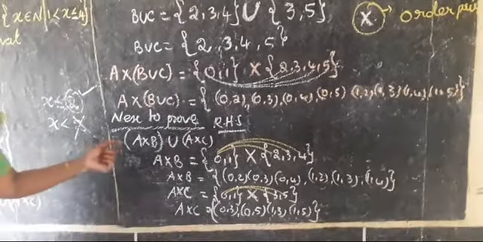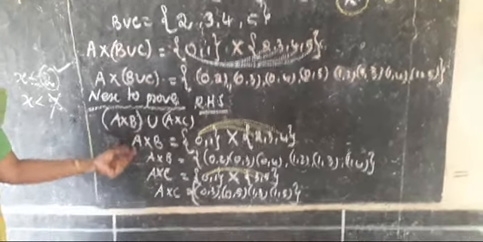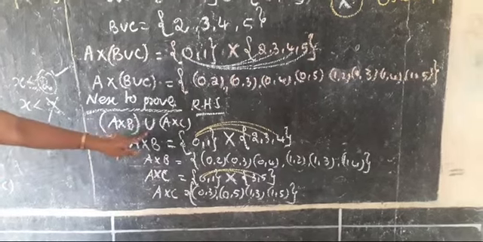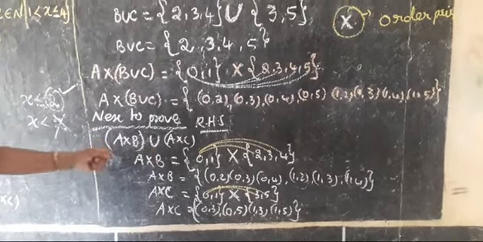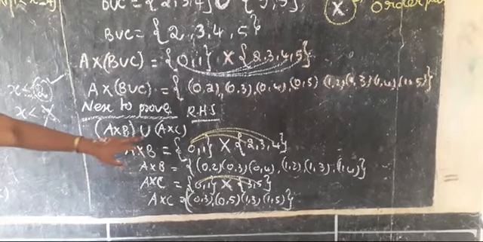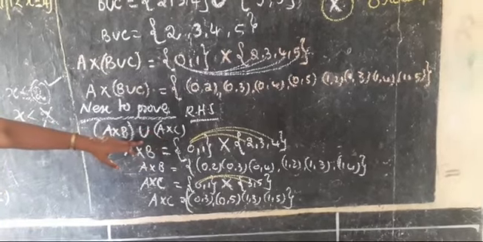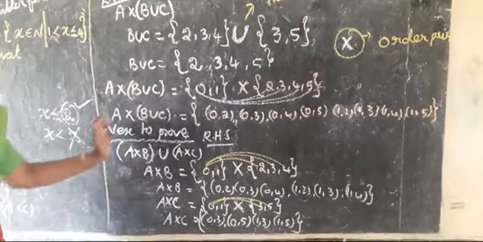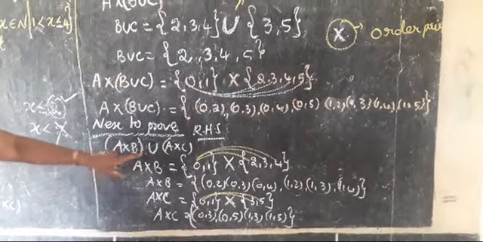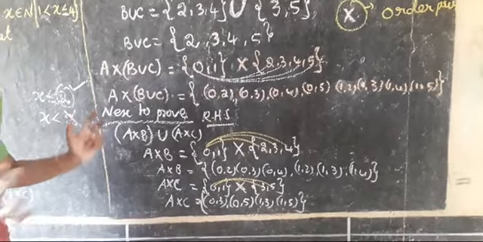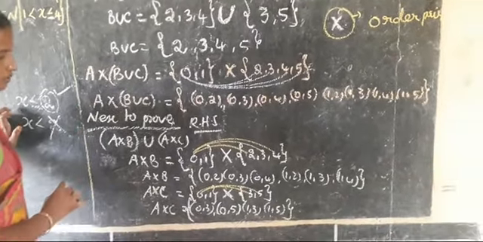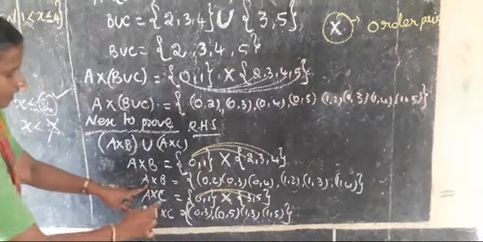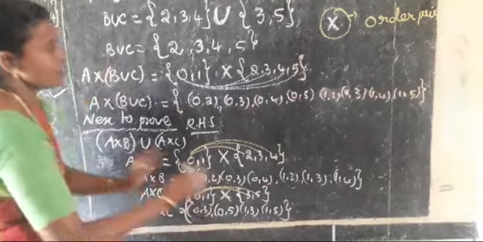Is our aim complete? No. In the right hand side, A cross B is finished and A cross C is finished. And what is remaining? The union symbol. So next we prove A cross B union A cross C. Already I told you, children: union means collect and write all the elements. Union represents all the elements, right? So you have to write A cross B elements and then A cross C elements. Join and write.